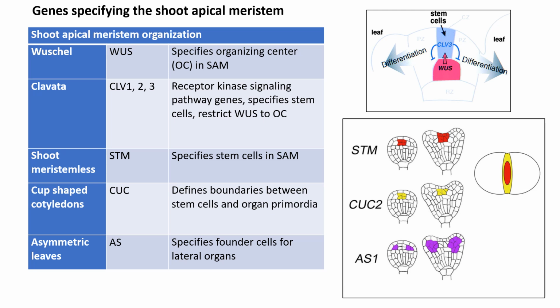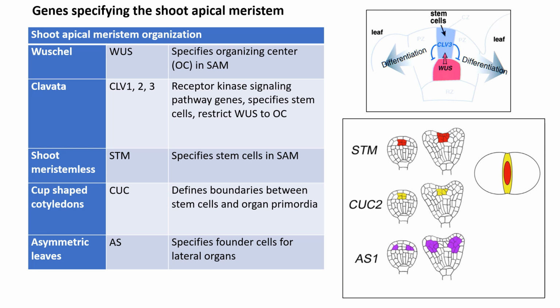So therefore, Wus and clavata form a feedback type of a loop. Wus is expressed in the organizing center, and clavata represses the Wus expression in the region outside the organizing center, in the stem cell region. So therefore their domains are totally restricted away from each other.